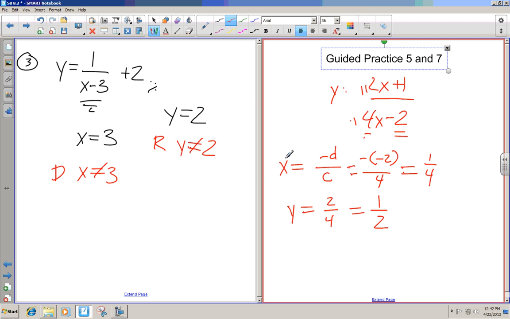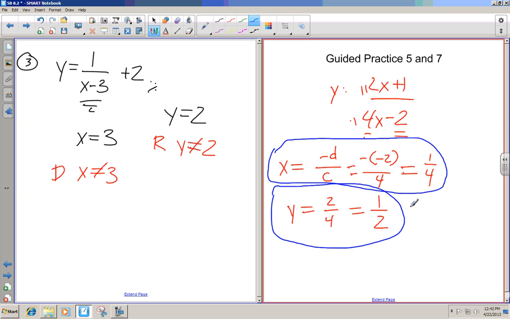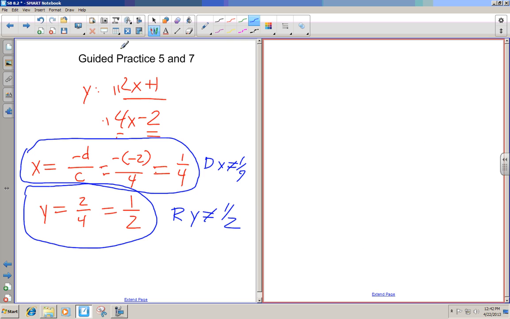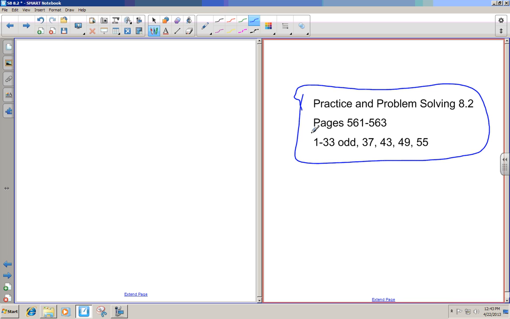So this is the vertical asymptote. This is the horizontal asymptote. Together, then, the domain is x does not equal 1/4. And here the range is y does not equal 1/2. I think you can pretty much take care of it from there as far as graphing is concerned. And we're going to forego number 7. This should help you now with doing the practice problems. I would take a look at some of these, but we will work on the majority of them in class. Good luck.